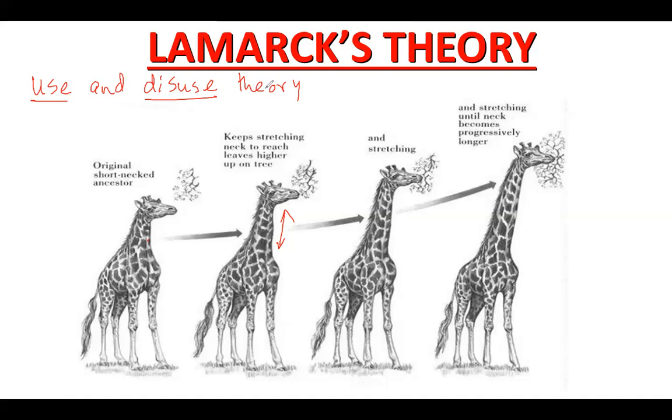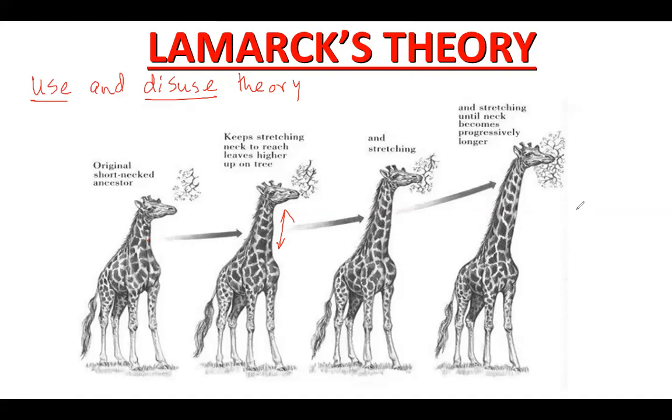Lamarck was a French scientist, and he said that life forms evolved by use and disuse. If an organ is used over and over, it develops. And if it's not used, it becomes vestigial, means it becomes smaller and disappears from the body. In this example, the giraffe was trying to get food constantly from the trees, and so it was stretching, and this is what caused the giraffe to have a longer neck.